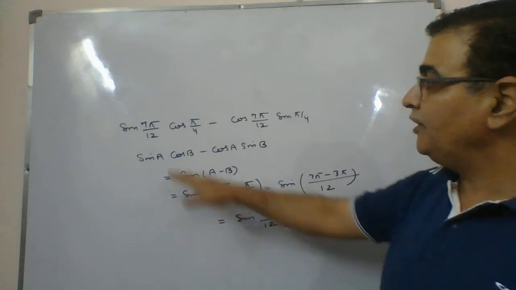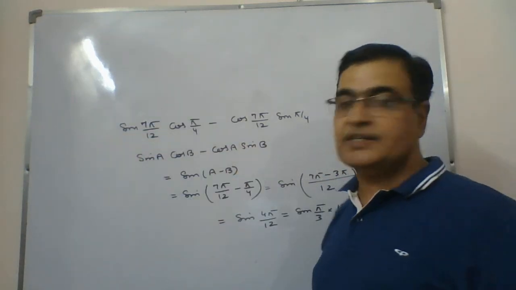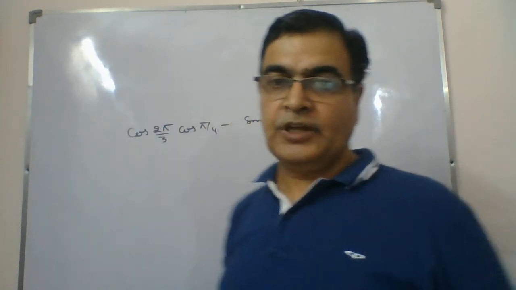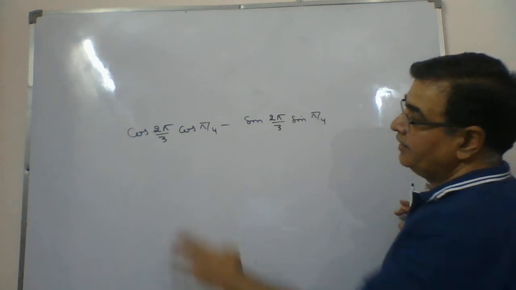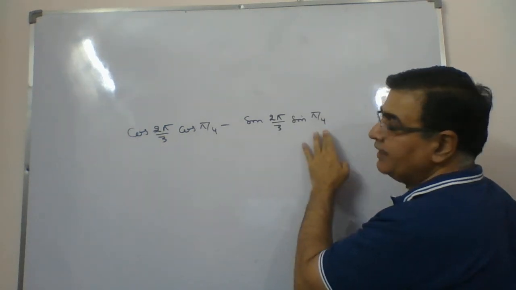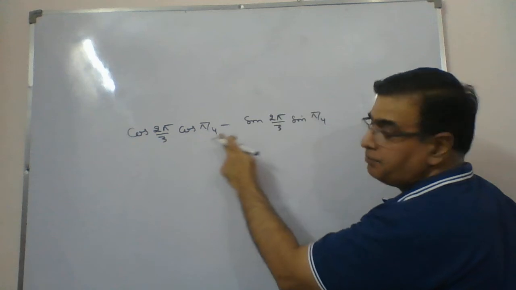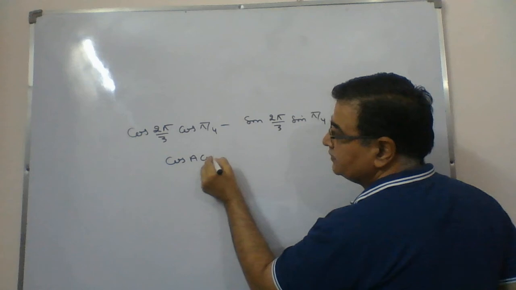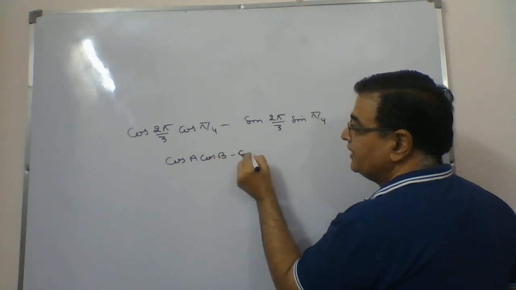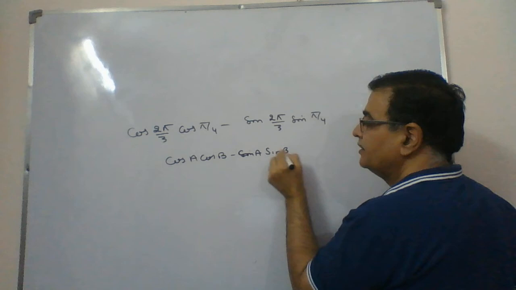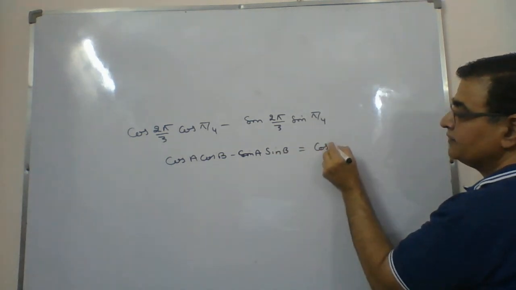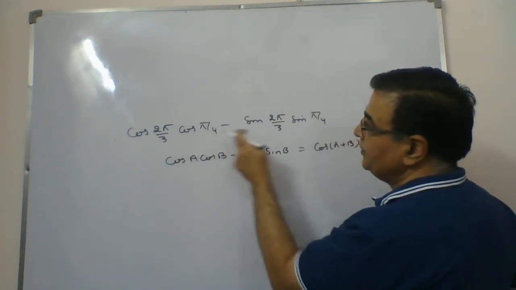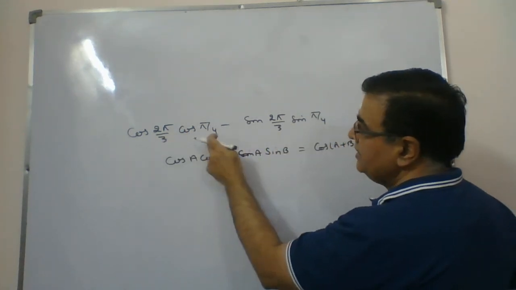Sometimes they will give the opposite form, and then you should judge the formula and go for the question. One more question to check here. This question says cos A cos B minus sin A sin B. If you remember, this formula is cos A cos B minus sin A sin B, and the formula says it is cos A plus B.